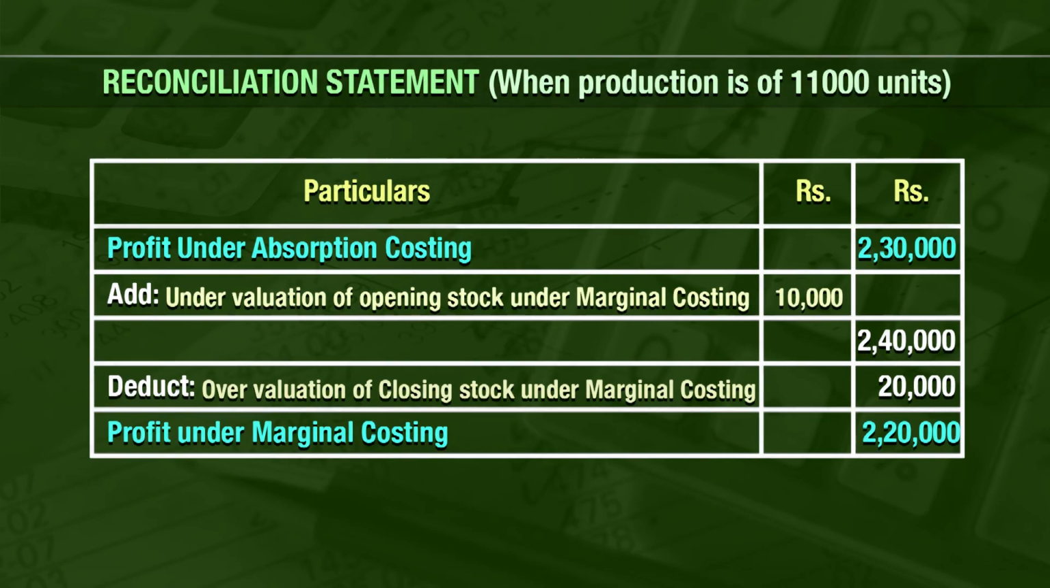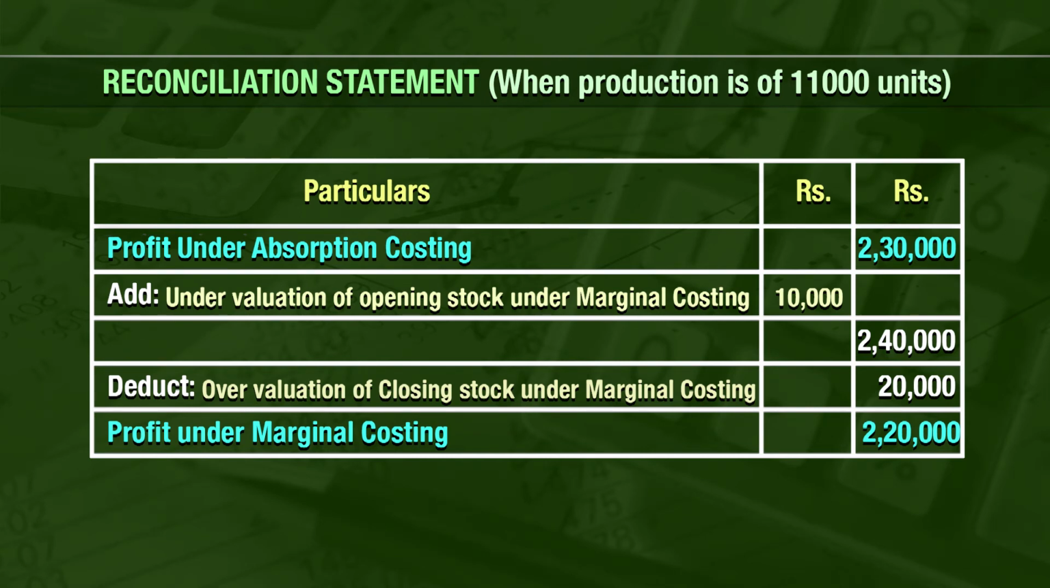Friends, now we have two parties, absorption costing and marginal costing. Under both the systems, we have profit. Under absorption costing system, we have profit of rupees 2,30,000, while under marginal costing, we have profit of rupees 2,20,000, and there is a difference of 10,000 rupees. Now let us try to find out why this difference arises.